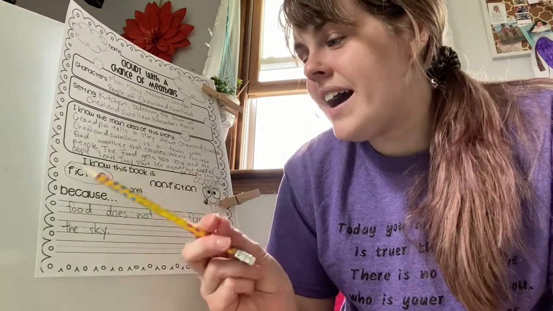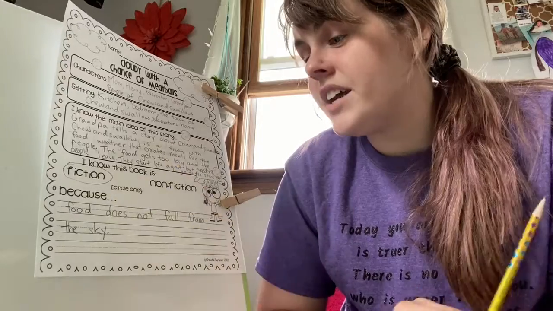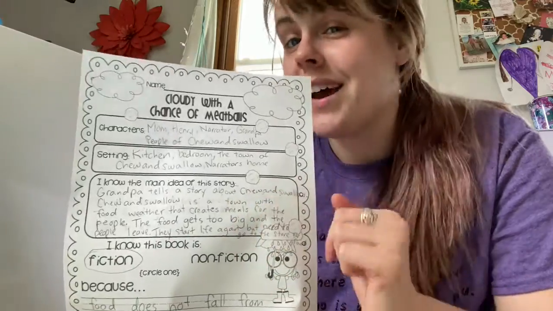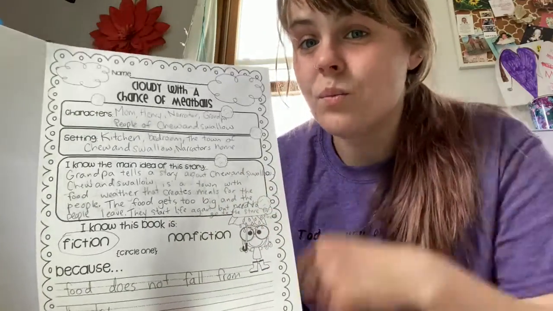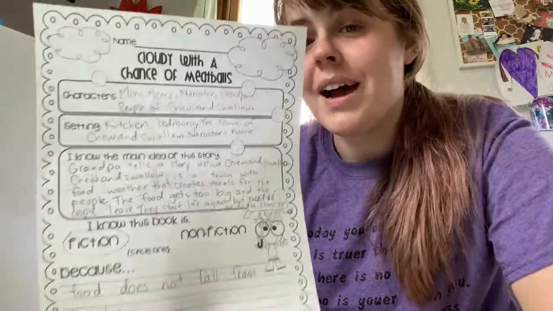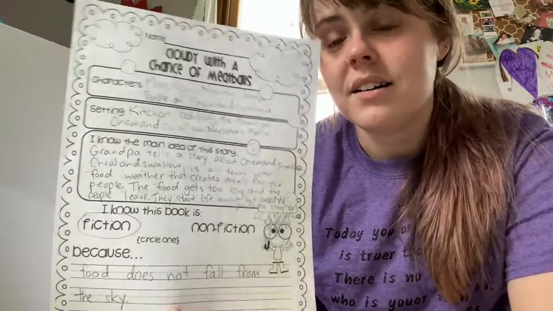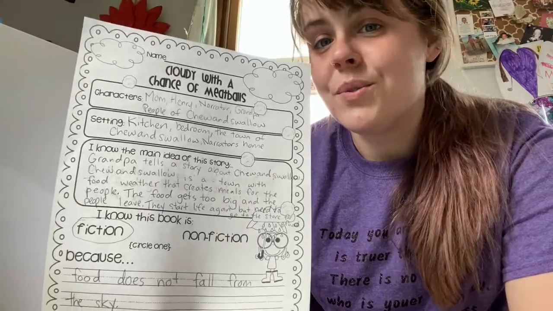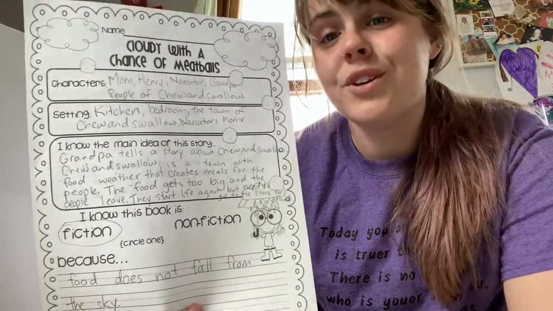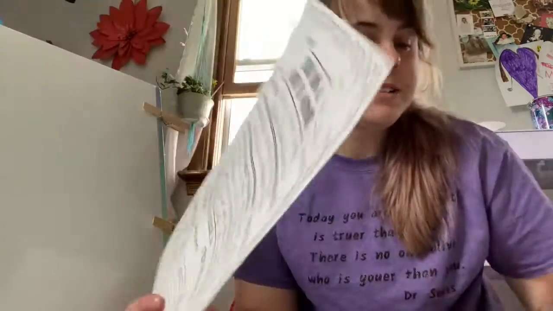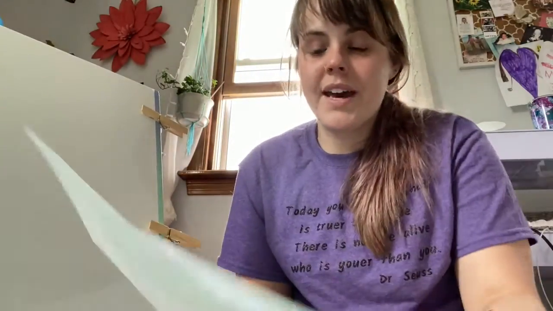And then I know this book is fiction because food does not fall from the sky. So this was our first page. We do not have to have as many words, and we can just talk about it. But I will have this page attached in the Google Classroom as well, so you can print it out and do it on paper or use a different device to do it as well. Let's see what else we have.